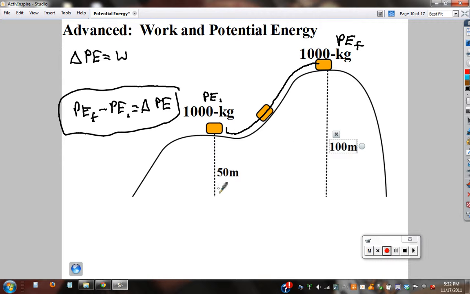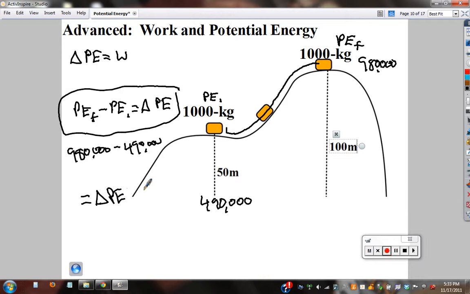Here's your answers. This is 490,000. This is 980,000. So, 980 minus 490 equals change in potential energy equals 490 joules.